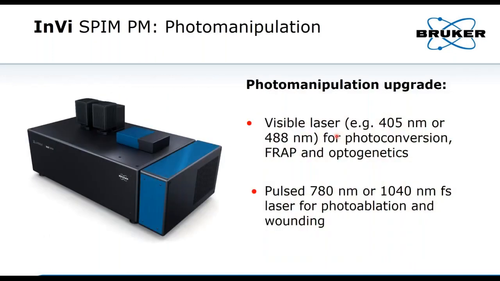I would like to mention that this system can also be complemented with a photomanipulation module with the same property. It couples into the 1.1 NA objective lens to allow depletion of cells, to allow photoablation, but also photoactivation or photobleaching in more conventional FRAP or optogenetics experiments.